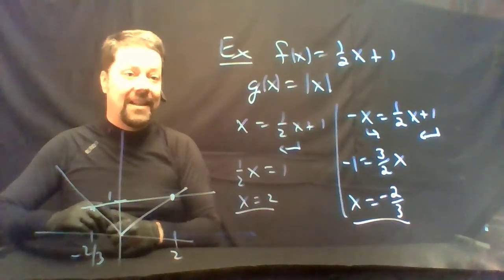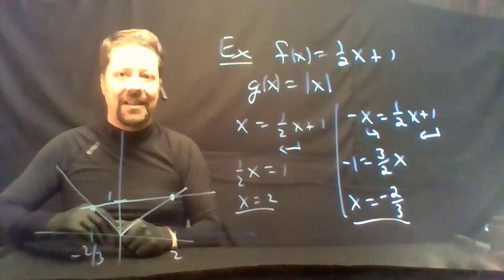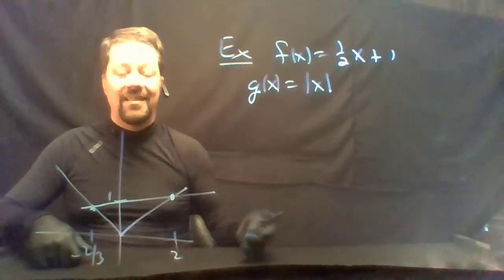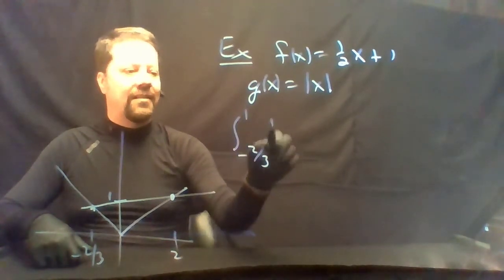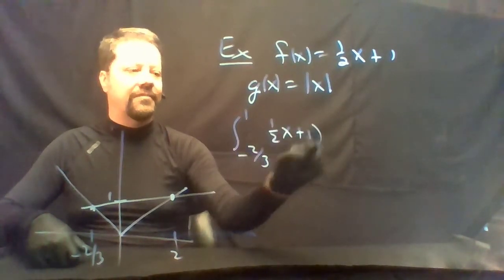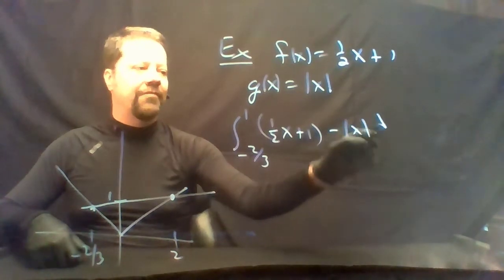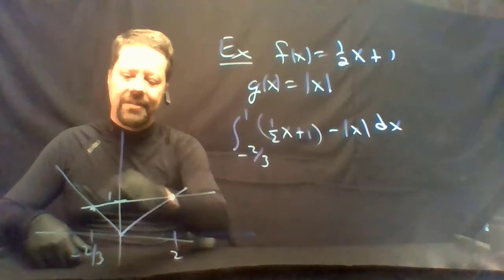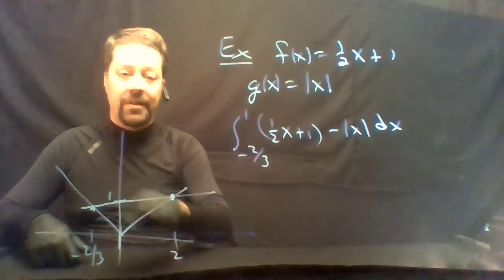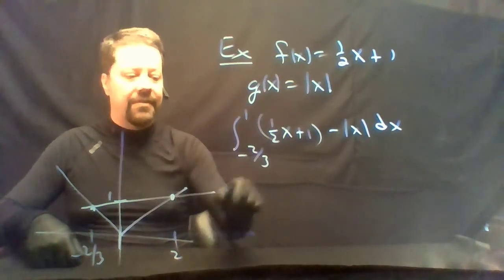Now, we need to set up integrals so that we can calculate the area between these two curves. We can set this up like the integral from negative 2/3 to 1 of the top curve minus the bottom curve, but that's not particularly useful since the absolute value does different things to the left of 0 versus the right of 0.